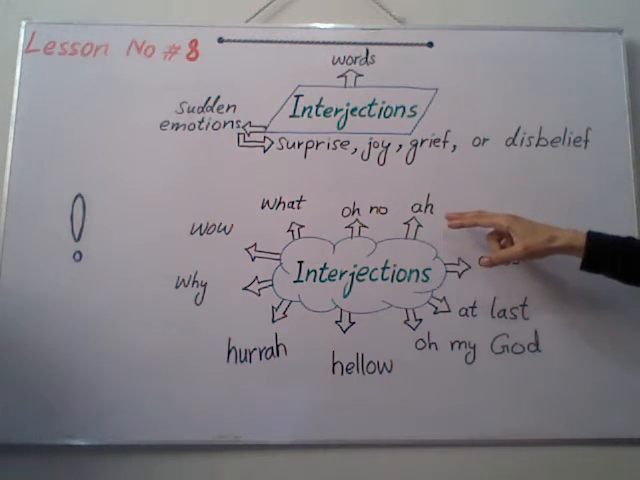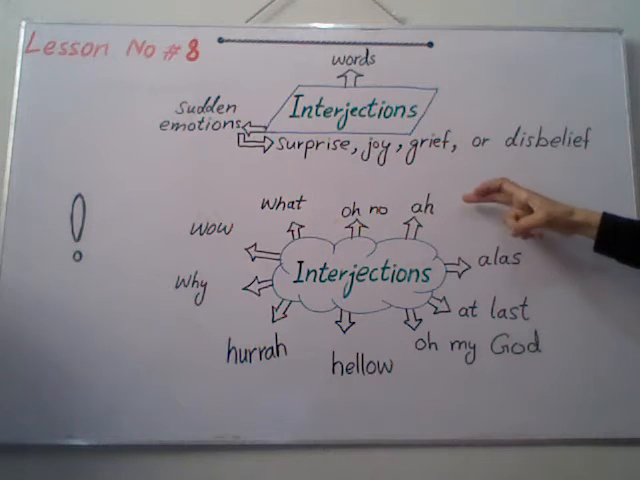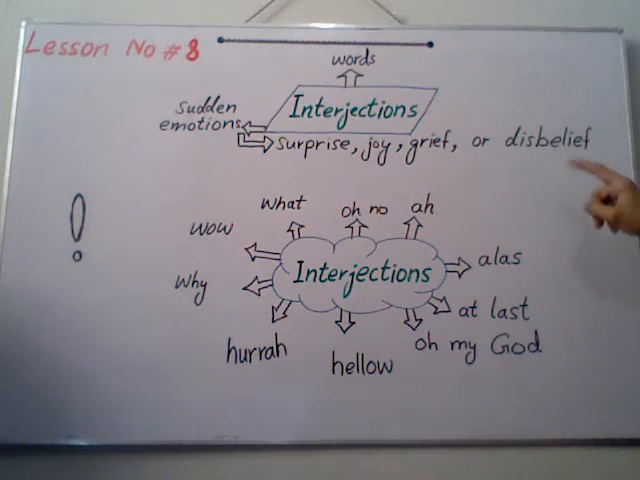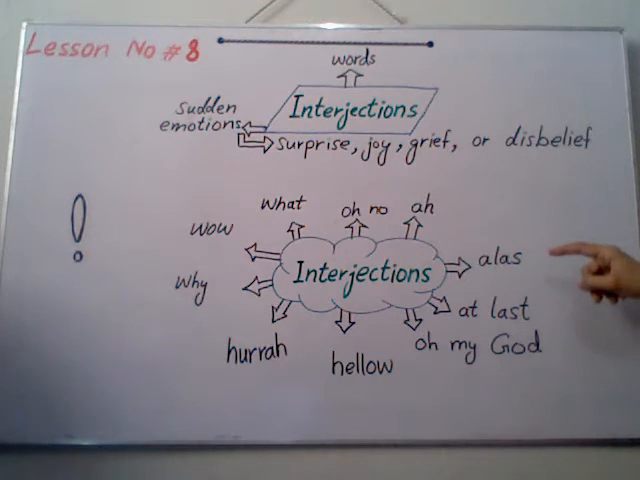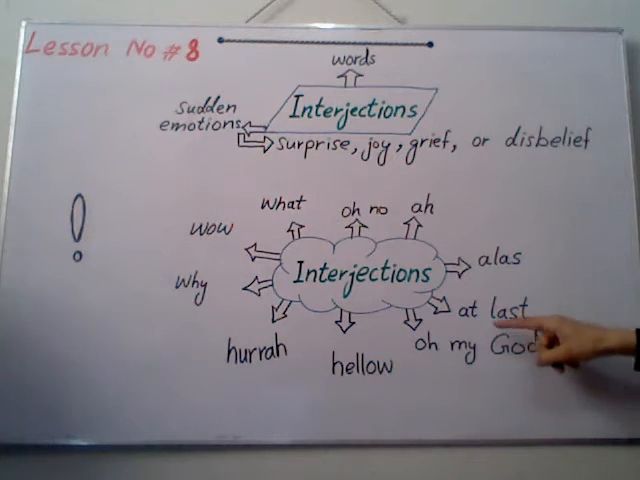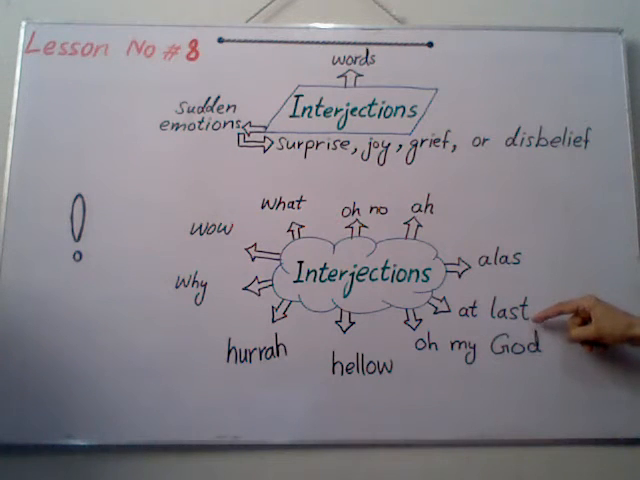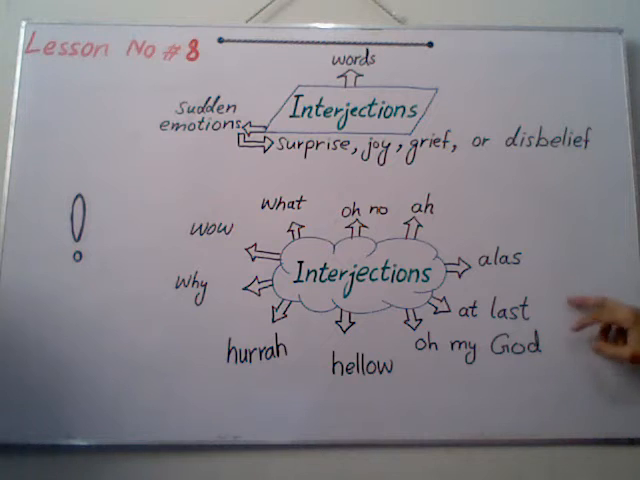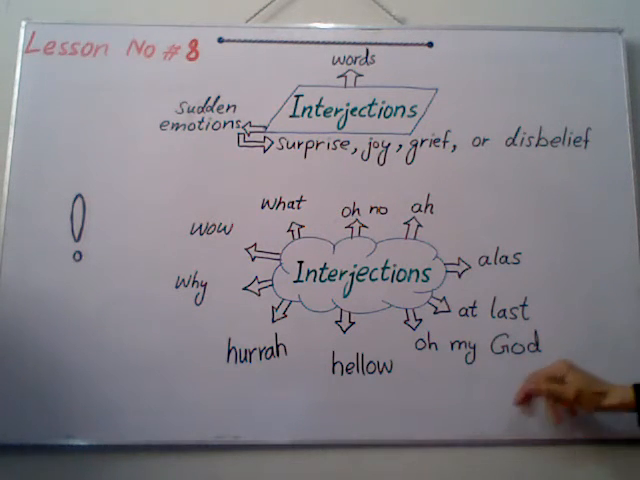If something goes wrong, we say oh no. If we are very sad, we use this word, ah. In the same way, we use alas. And whenever we are speaking and going to tell something decisive, we say at last, with emotion. Okay, and if something is very amazing, we say oh my god.